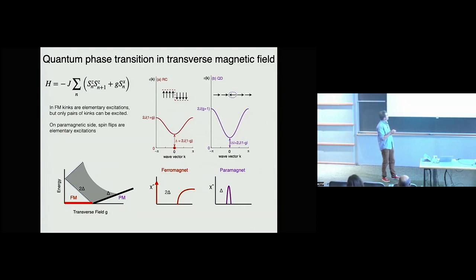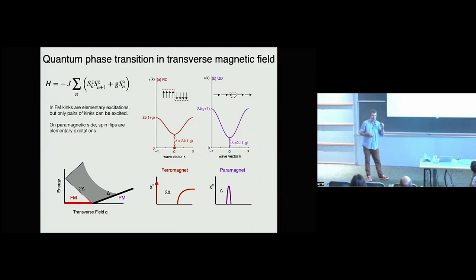energy gap to make a single domain wall goes like 2J times 1 minus G, where G is the transverse magnetic field. And it's important to note that one of the things that happens as you tune from the ferro side to the para side in this transition is that the character of the excitations changes dramatically. So you go from having the elementary excitations, or domain walls, on the ferro side, but then there's simple spin flips on the high field, or sometimes referred to as the quantum disordered side.